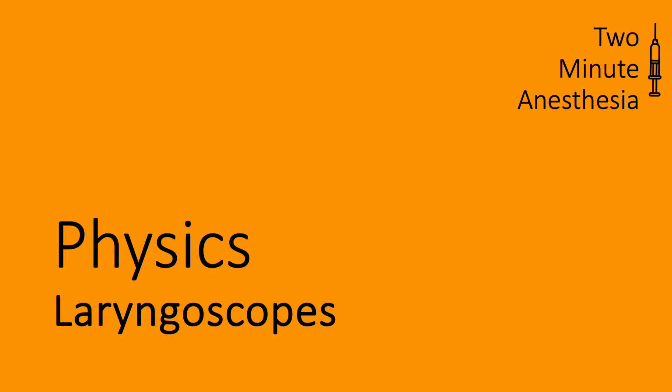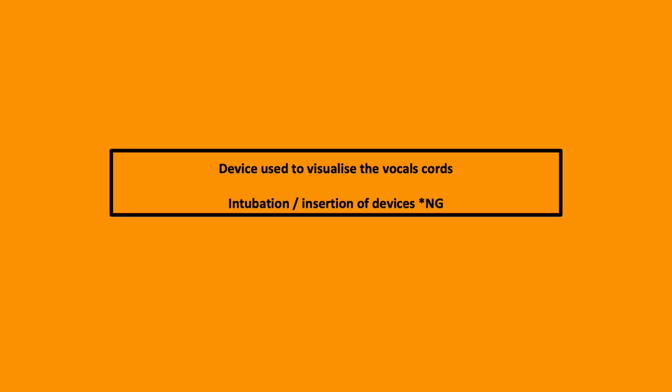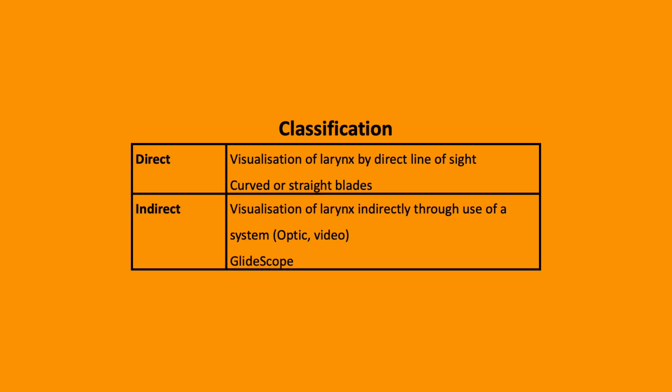This presentation will cover some basic topics with reference to laryngoscopes. A laryngoscope is a device used to visualise the vocal cords. It's therefore used for intubation and insertion of devices, for example a nasogastric tube. Laryngoscopes can be classified into direct and indirect laryngoscopes.